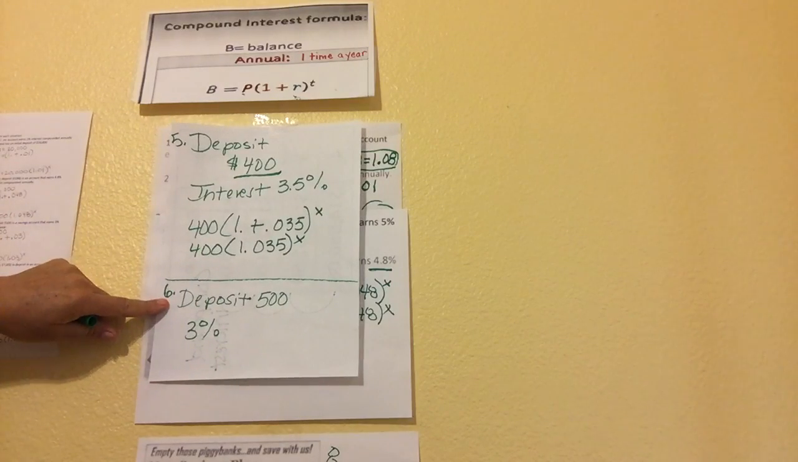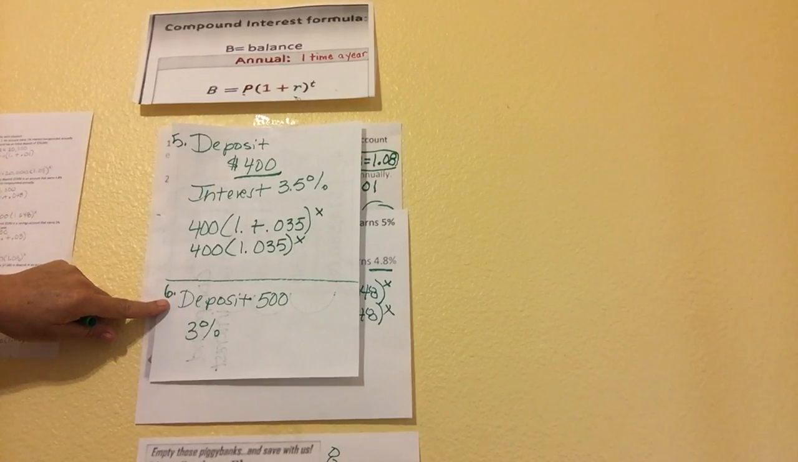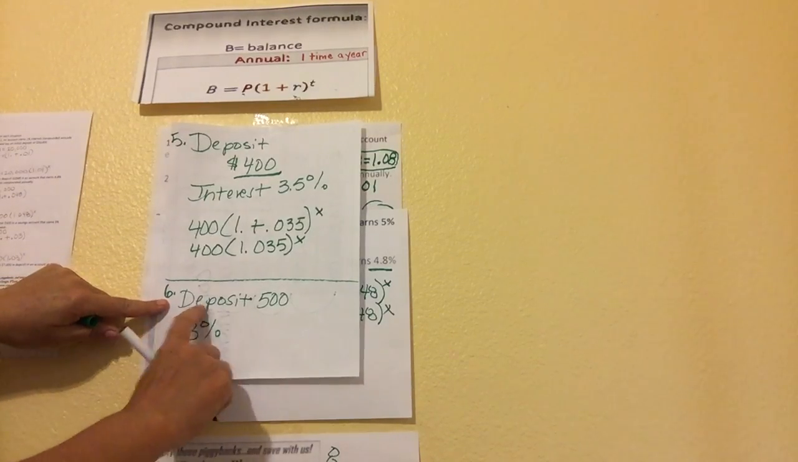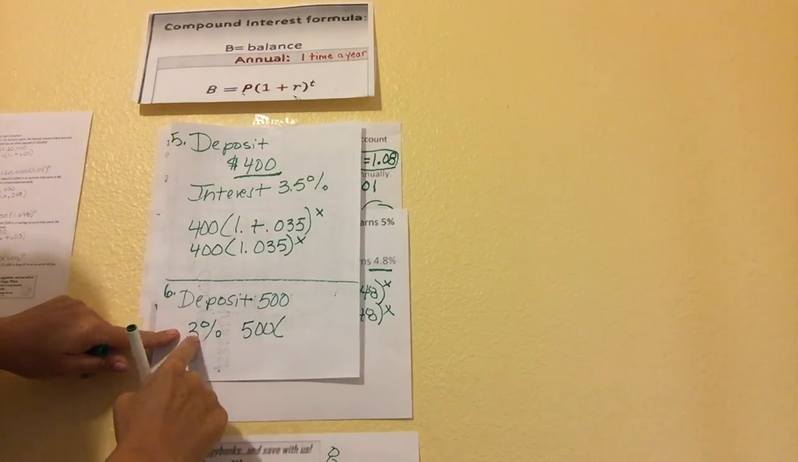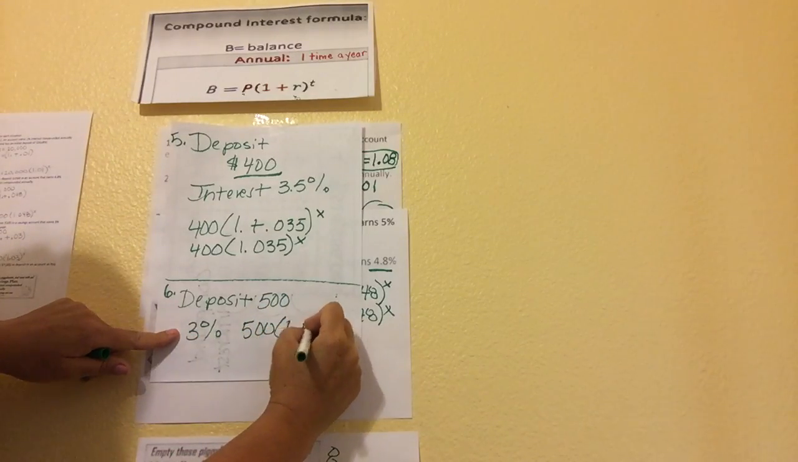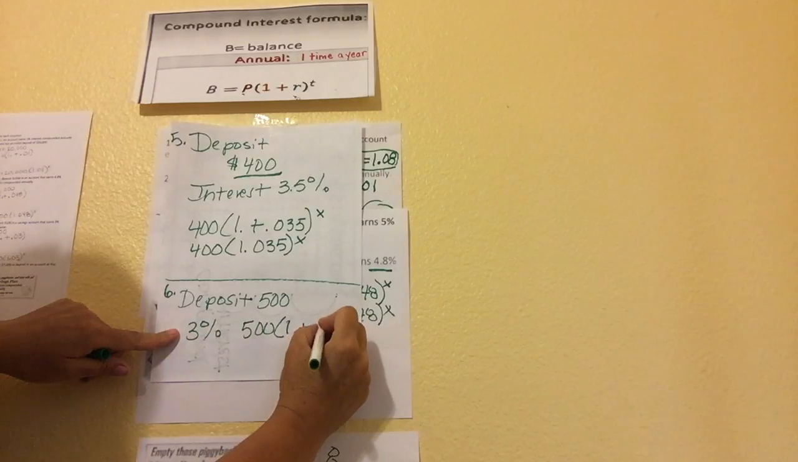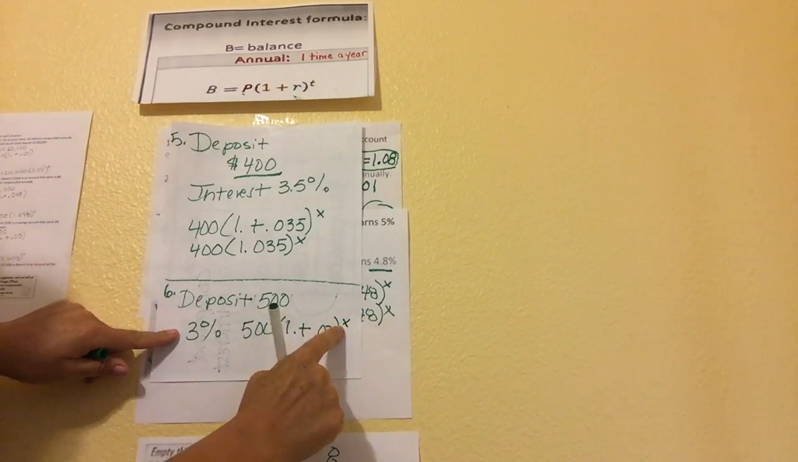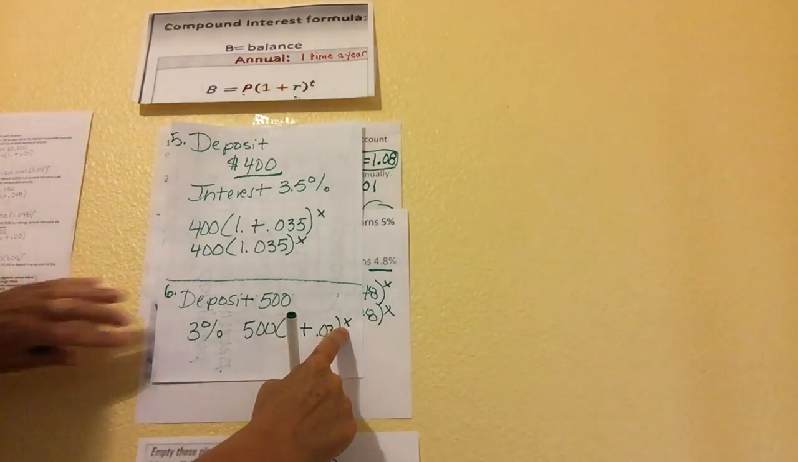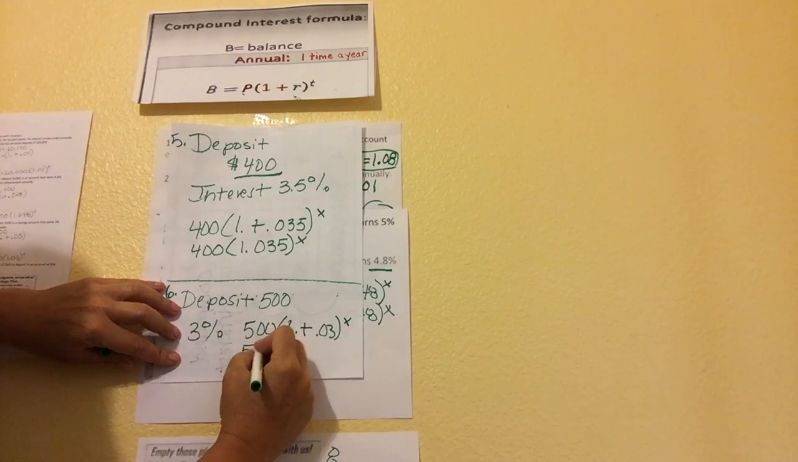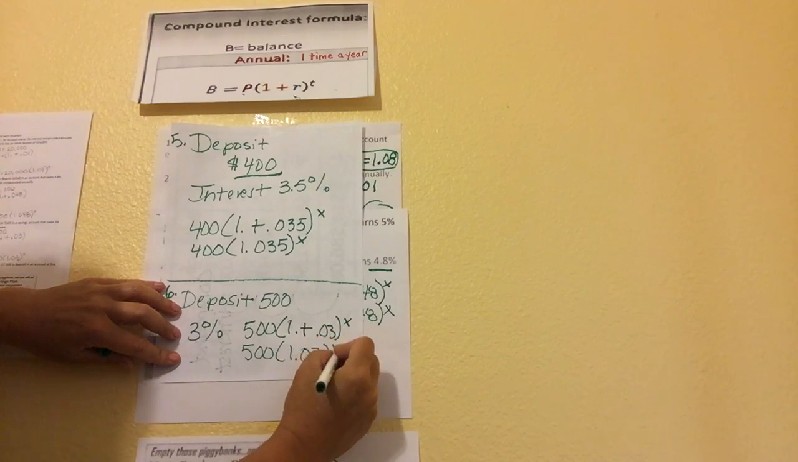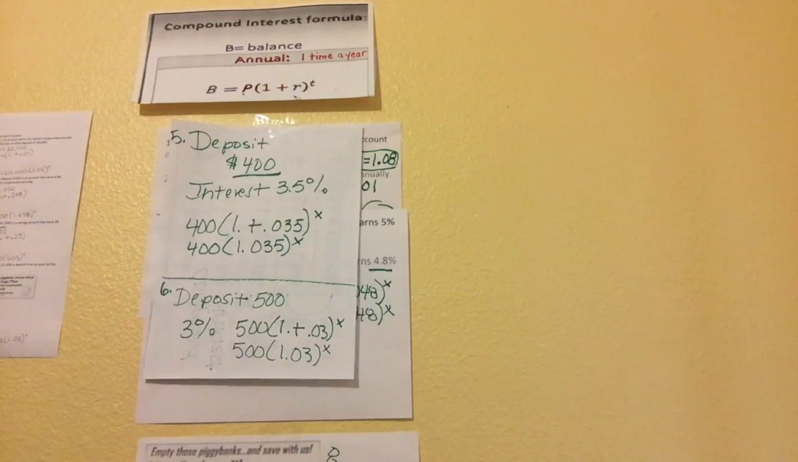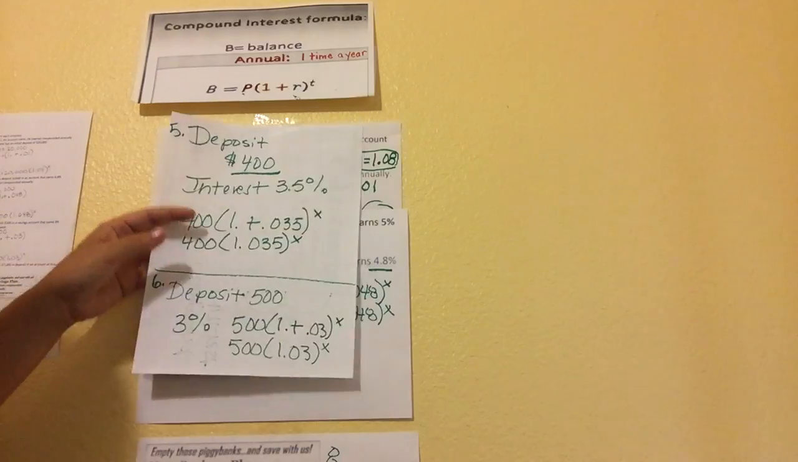Next on number 6, we have you deposit $500 in a savings account that earns 3% interest per year, and you deposited 500, so we're going to put 500. Then we have 1 plus our interest, 0.03, and x just represents time in years. So we'll put 500, 1.03x, okay? So every problem's the same.